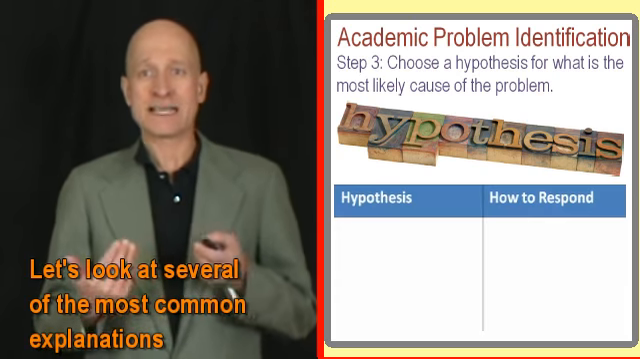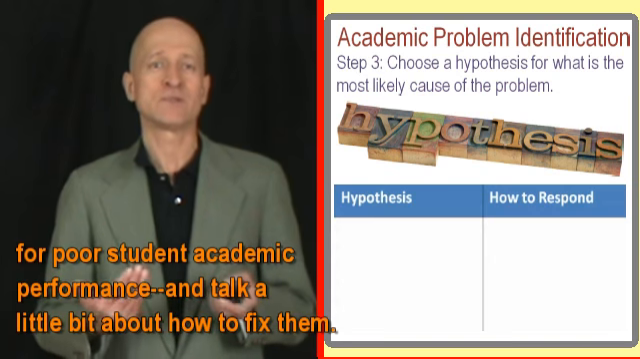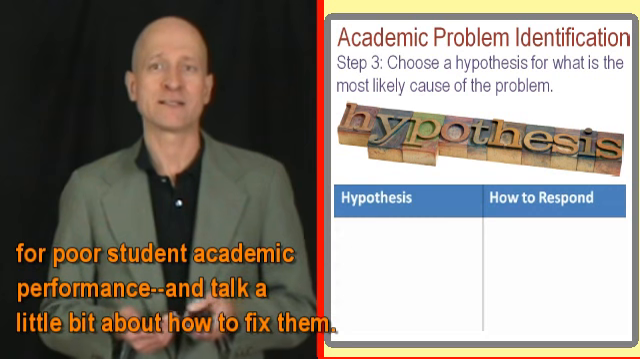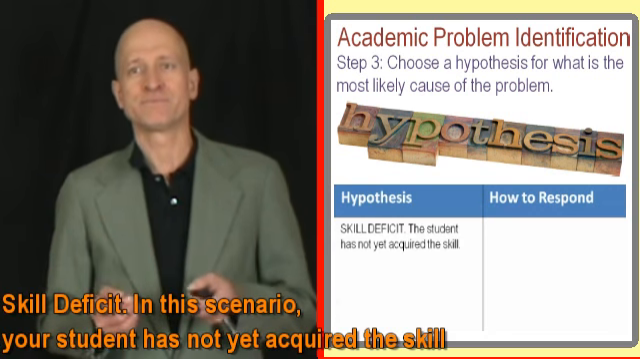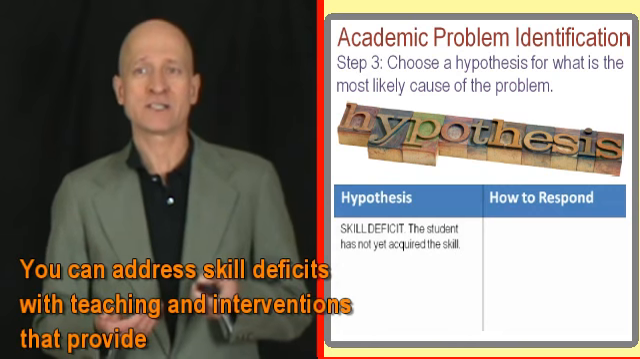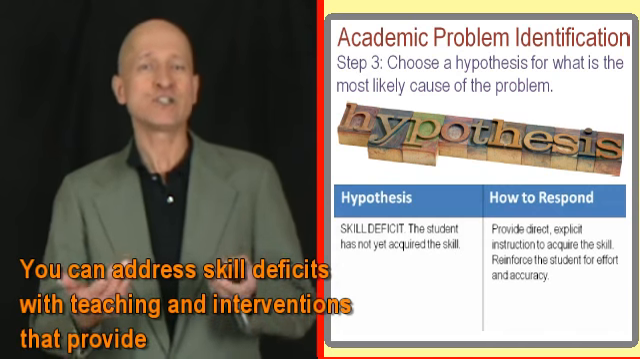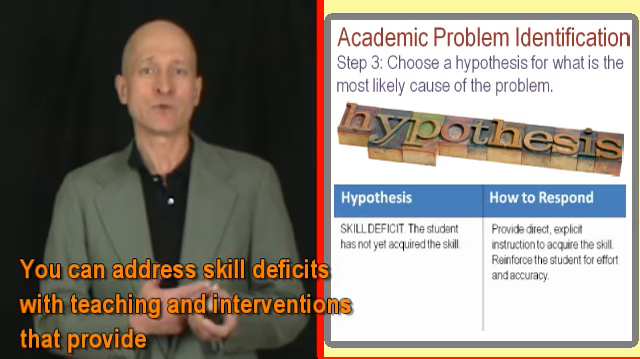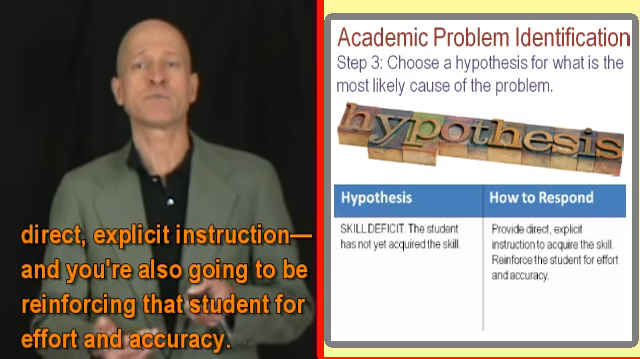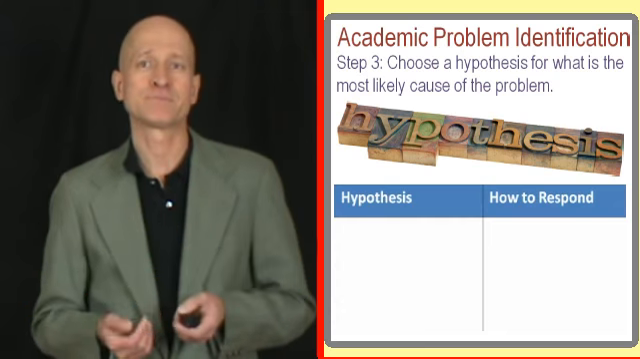Let's look at several of the most common explanations for poor student academic performance and talk a little bit about how to fix them. Skill deficit. In this scenario, your student has not yet acquired the skill. You can address skill deficits with teaching and interventions that provide direct, explicit instruction. And you're also going to be reinforcing that student both for effort and for accuracy.